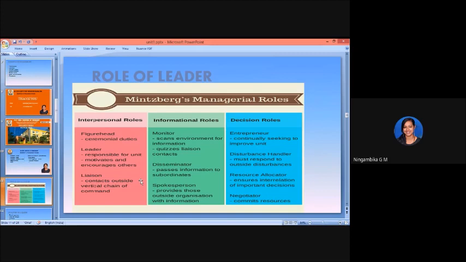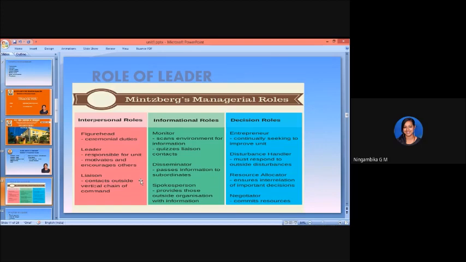So these are the roles under interpersonal roles. Coming to the second one, informational roles. As I said earlier, informational roles talk about gathering or monitoring information, what is happening in the outside environment, and collecting the information and communicating it inside the organization. Under that we have three heads: monitor, disseminator, and spokesperson.